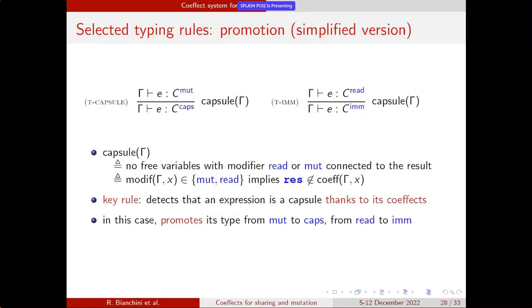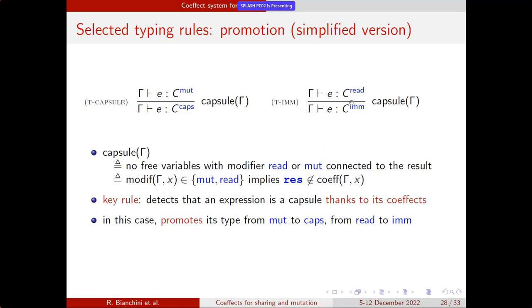Then we can look to the promotion rules. Here we show them a little bit simplified. In the work, they are a little bit more complex in order to handle the runtime expressions. The idea is that if you have an expression in a certain context that returns immutable, and you look to the context and you see that the result is not connected to anything mutable in scope, then your expression is a capsule.